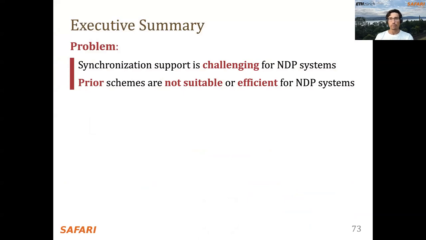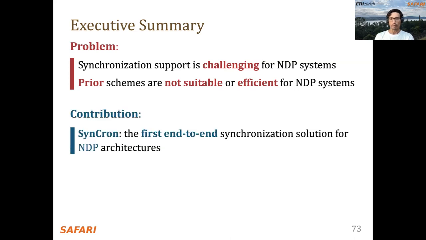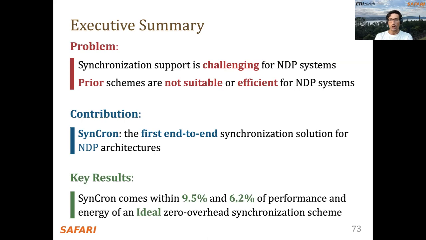SynCron proposes efficient synchronization support for near data processing architectures. Synchronization, as we are discussing, is challenging in NDP systems. And one thing we show in this work is that prior schemes are not suitable or efficient for near data processing systems. So our contribution is SynCron, the first end-to-end synchronization solution for NDP architectures. As you can find in more detail in the paper, SynCron comes within 9.5 and 6.2% performance and energy of an ideal zero overhead synchronization scheme.